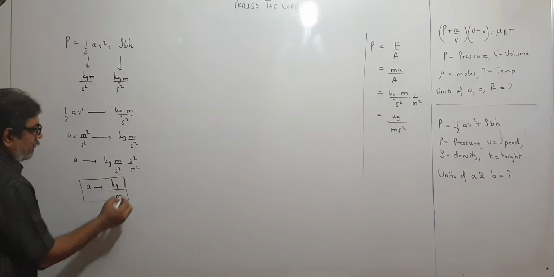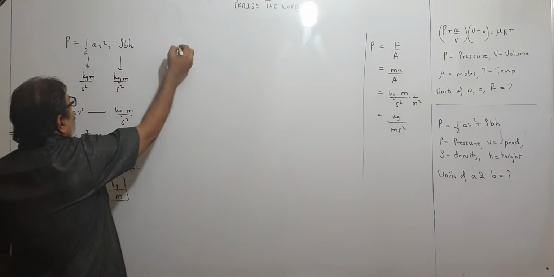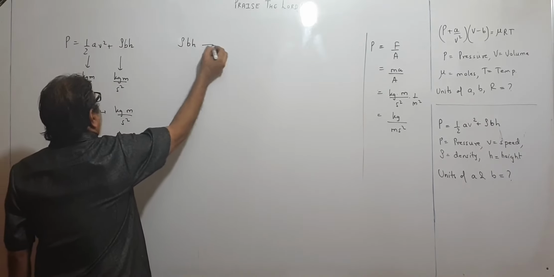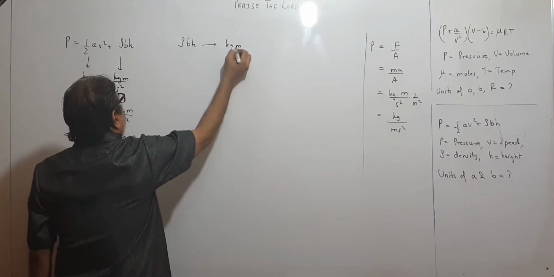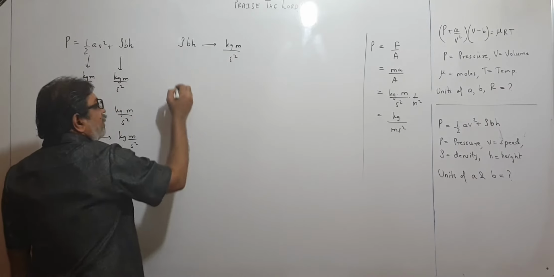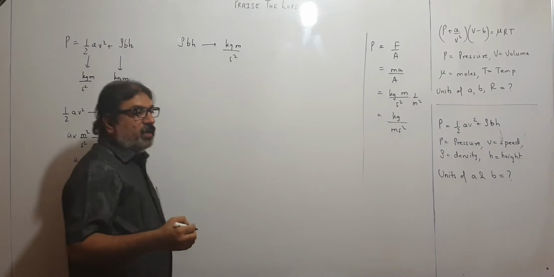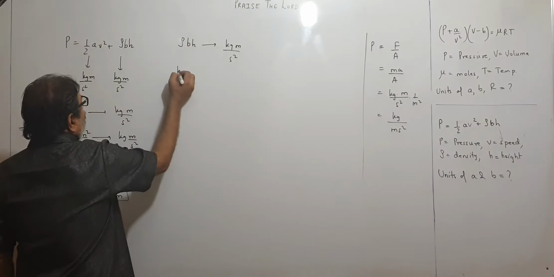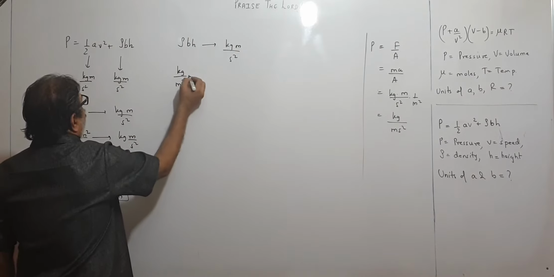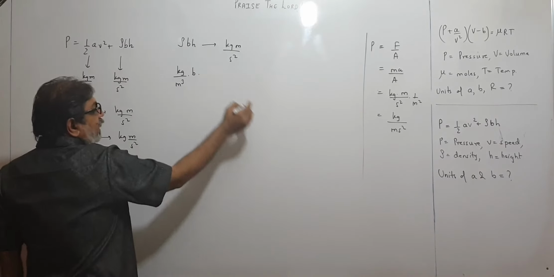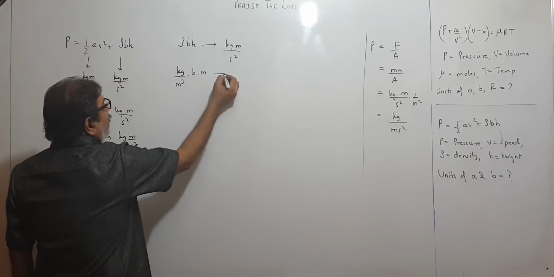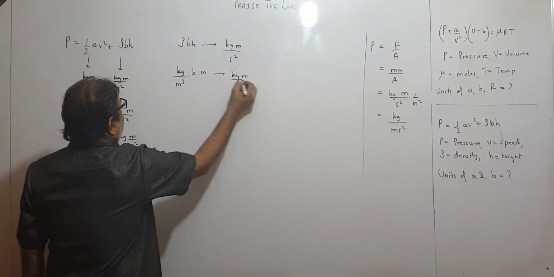Okay? Then talking about B, rho BH has got unit kg meter upon second square. Rho is density. Density means mass upon volume, kg upon meter cube. So this is kg upon meter cube. B, H is height over there. Height means meter. This has got unit kg meter per second square.